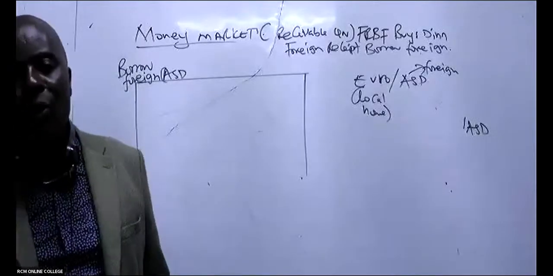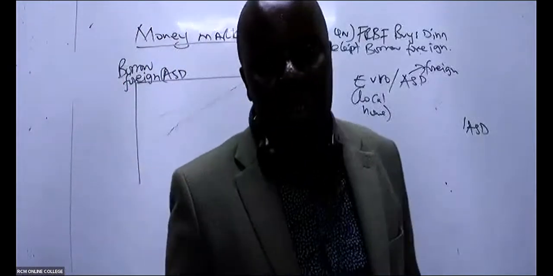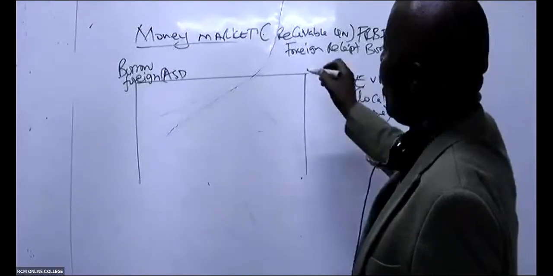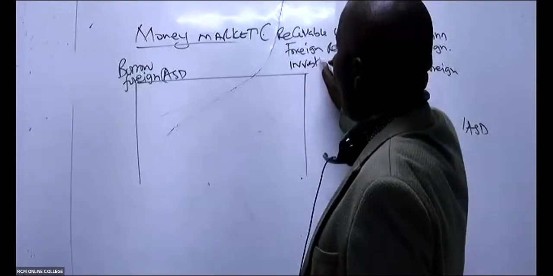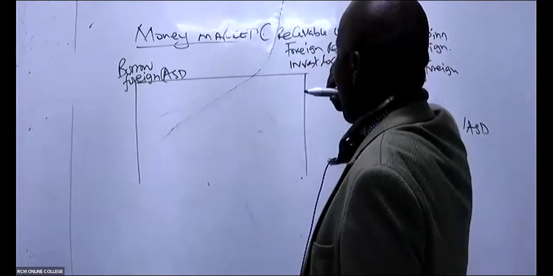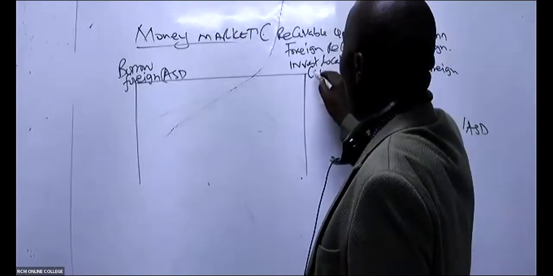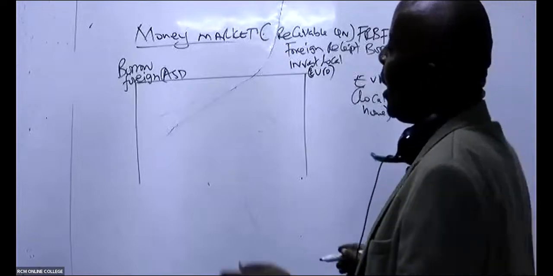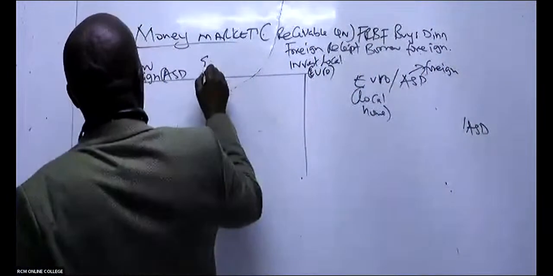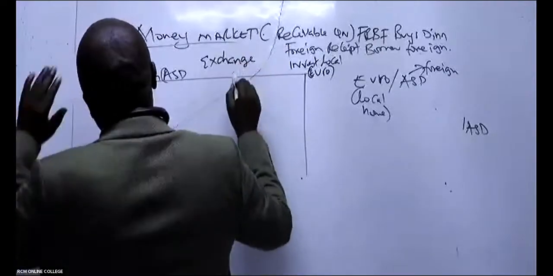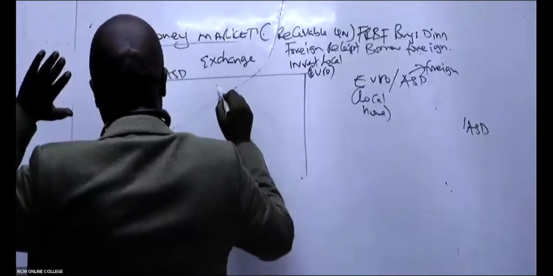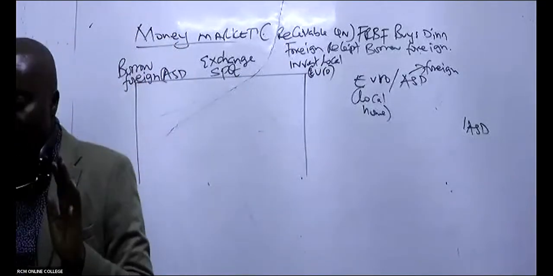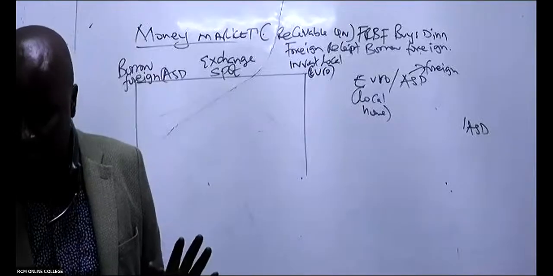You draw the table always. It's allowed. We're the ones who are marking these things. So borrow foreign, ASD. And then you invest local. Local, of course, in this case is the euro. And never forget that our exchange is always at which rate? Is it forward rate or a spot rate? Spot. Money market is always spot.